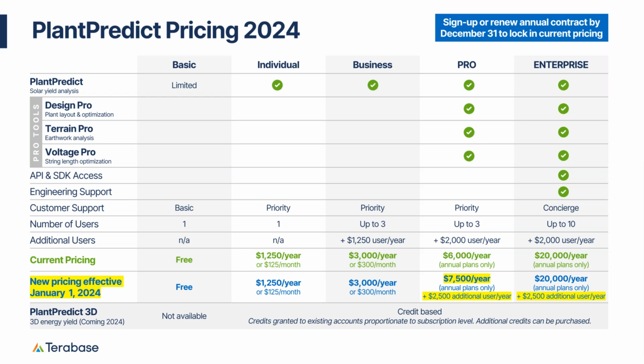The last thing I want to mention is that we will be rolling out PlantPredict 3D in 2024. We plan to price this capability with a credit-based system. PlantPredict 3D is really a major step forward for the industry and the ability to do 3D modeling within PlantPredict. It's going to be available to all of our paid subscription tiers, including individual, but you're only going to get to see those 3D results if you pay for the credits. More details are going to be coming soon about that.